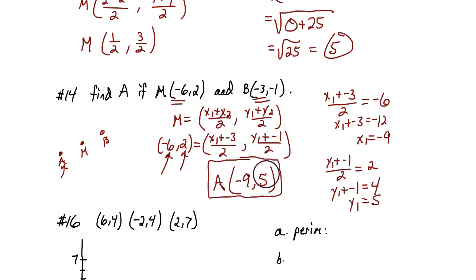We have a way to check if that's correct. Remember how the midpoint is in the middle between A and B? So let's check, is -6 in the middle between a -9 and a -3? Let's check our y value as well. Is 2 in the middle between a 5 and a -1? Yes, it is.